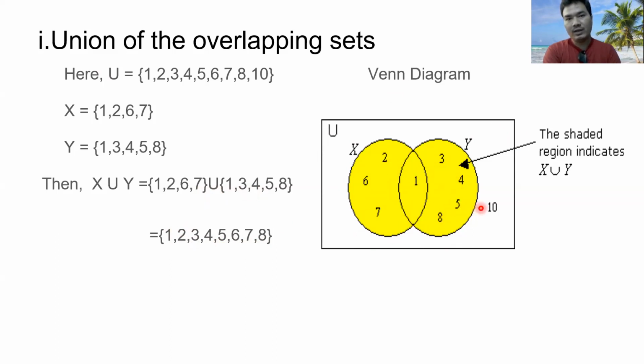And what are remaining in universal set? There is remaining 10, in universal set. And this shaded portion of this Venn diagram shows that this is X union Y. Don't forget this region. The shaded region indicates X union Y. Okay. Now let's move to next slide.